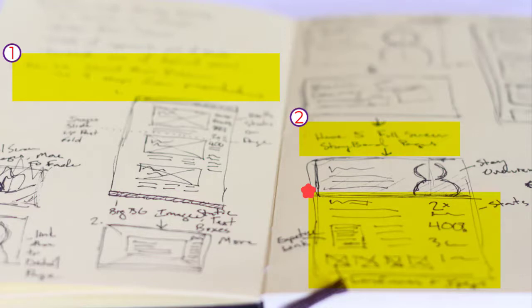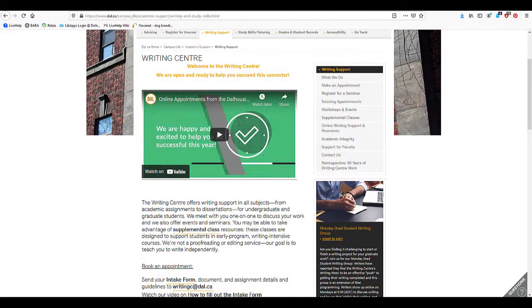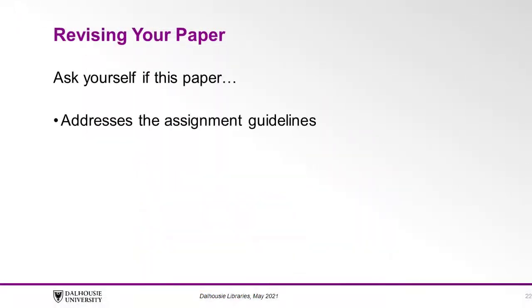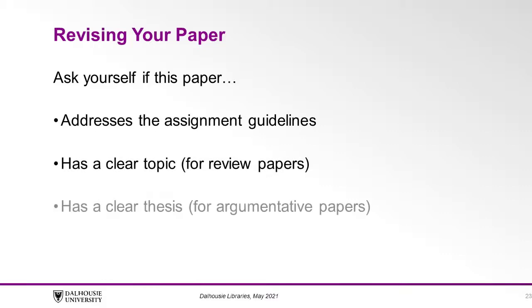This draft will likely make sense to you, but it may not make as much sense to other readers. As you revise, your goal is to make sure everything you have written makes sense to someone who has a general understanding of the topic, but who may need the details to be filled in. For help revising your paper, consider booking an appointment with a Writing Center tutor using the link found in the description below. As you revise, start by asking yourself if the paper addresses the assignment guidelines and whether it has a clear topic for review papers or a clear thesis for argumentative papers.